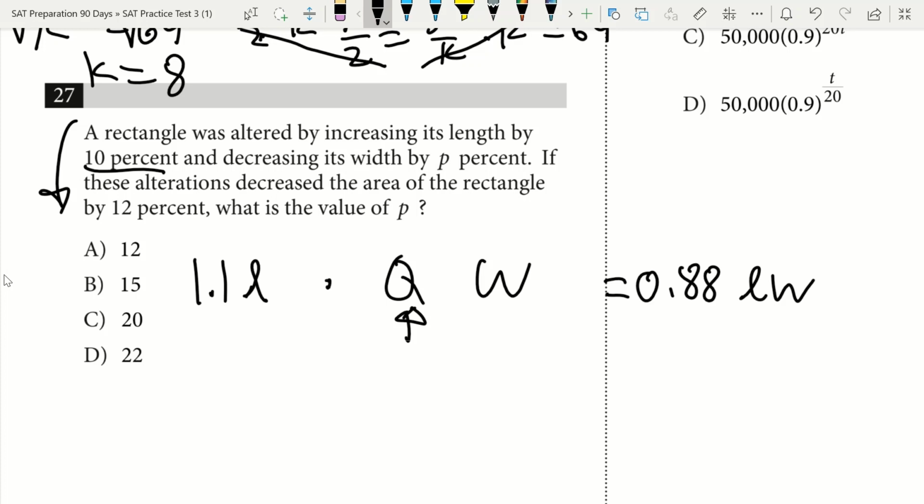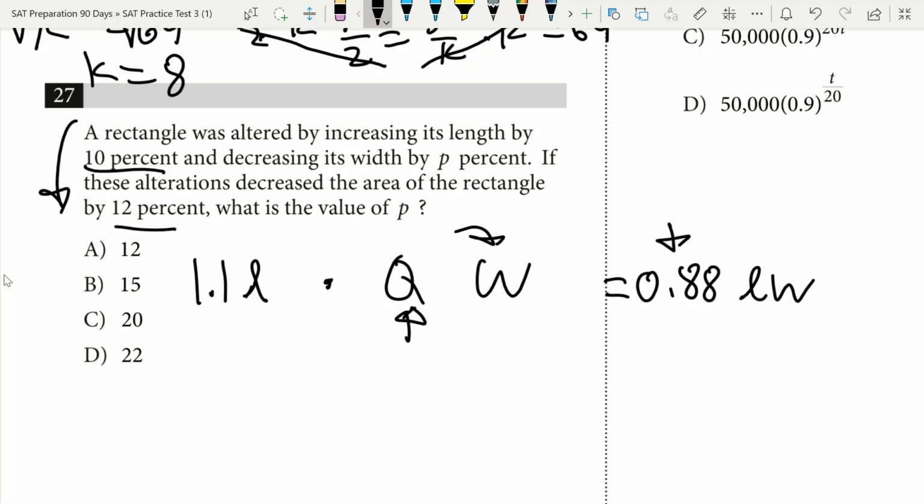All right, so what I see here is I'm going to have 1.1 times L, right? And I know I have to solve for my area. My area is decreasing by 12%. So if my area goes down by 12%, I know my area is my length times my width, and I have to multiply that by 0.88 since that's a decrease of 12%. So I know I have 1.1L times whatever is times my width is going to give me that 0.88.